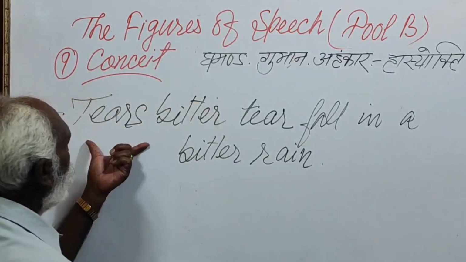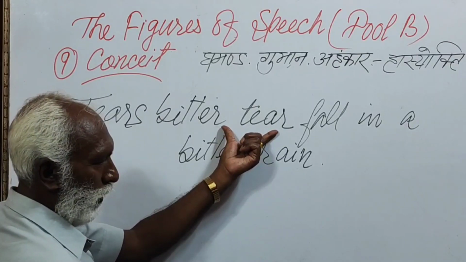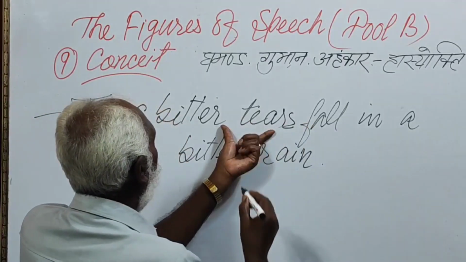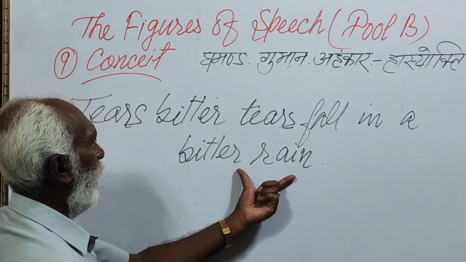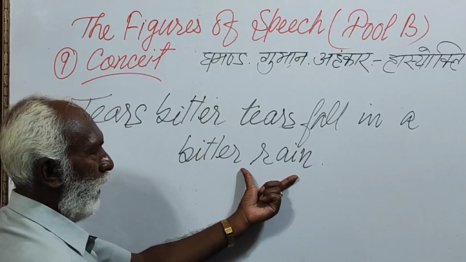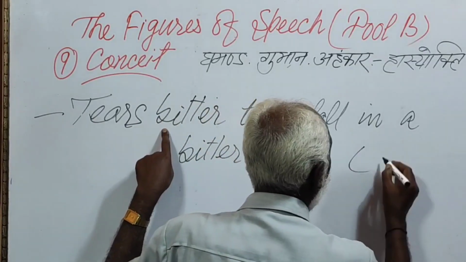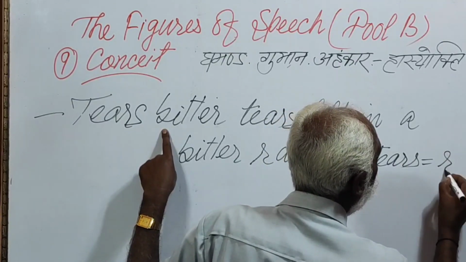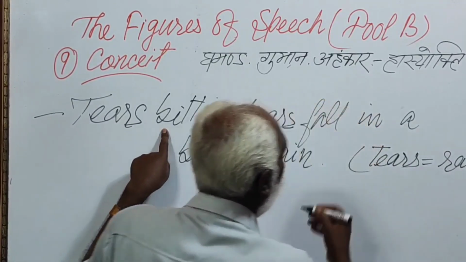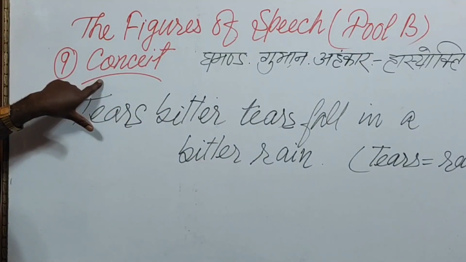Tears, bitter tears, very bitter tears, fall in a bitter rain. Here tears means rain. So now conceit has been expressed in this line.